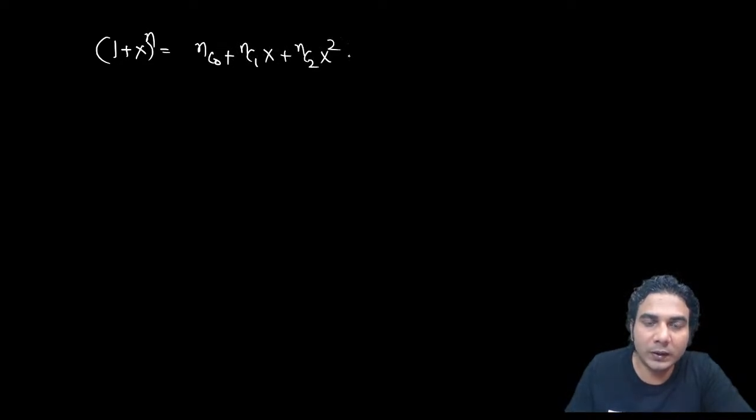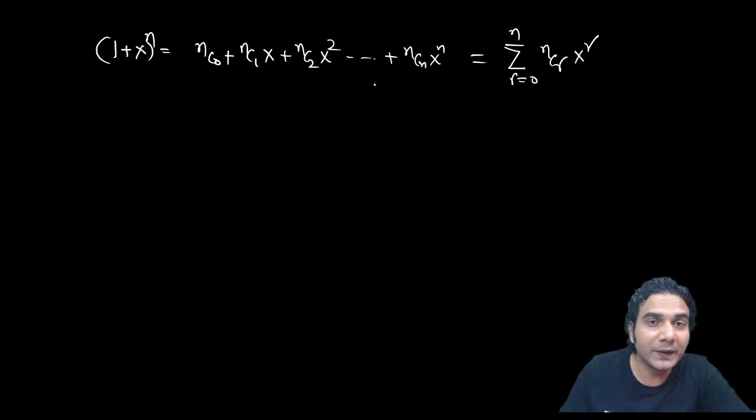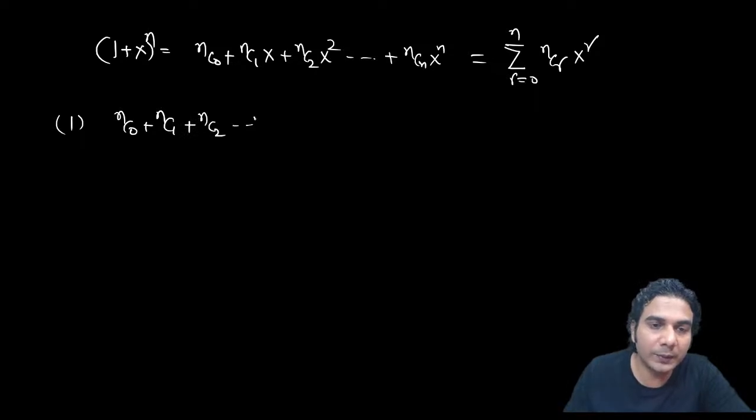So first, the binomial expansion, which is (1 + x)^n. This is nC0 + nC1 x + nC2 x² and so on up to nCn x^n, right? Which in short you write in terms of sigma nCr x^r from 0 to n. So this is the binomial expansion. We are going to use this to find the first series, the sum of all binomial coefficients. You all know this, I'm just repeating it: nC0 + nC1 + nC2 and so on up to nCn.